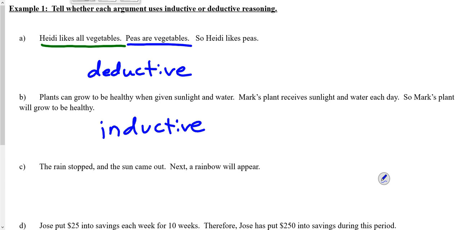Example A is probably the easiest form of deductive reasoning to point out. It's making this definite statement. Heidi likes all vegetables. Peas are vegetables. So Heidi likes peas. Whereas you can have some more difficult deductive or inductive things to point out. But the key thing is looking with deductive, you're looking for definite facts. Whereas inductive, there's room for error.